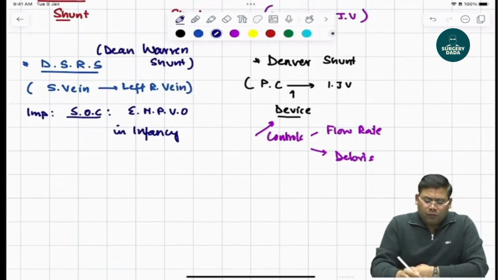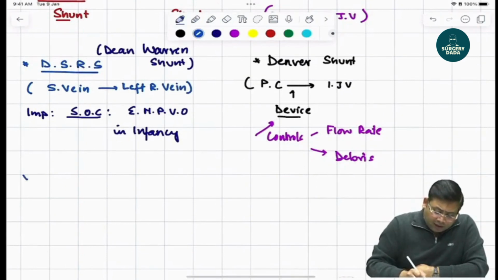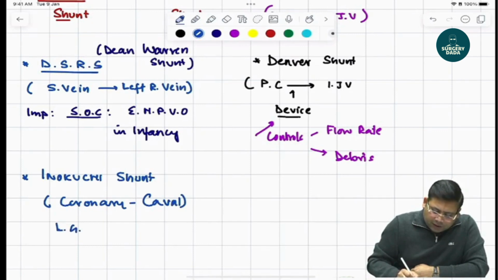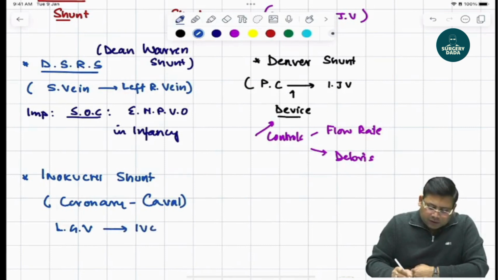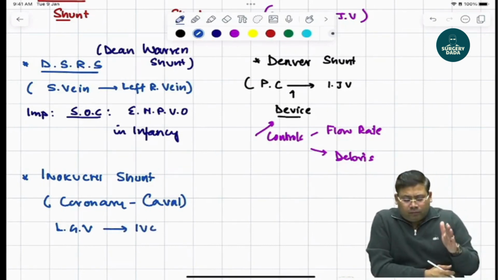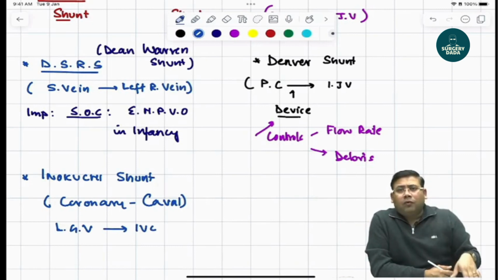It is very simple. The other one we have is Inoguchi shunt. What is Inoguchi shunt? This is nothing but coronary caval shunt. What is coronary caval shunt? Are you going to connect the heart with this? No. Coronary caval shunt means you are going to connect the left gastric vein, which is also known as coronary vein, with the IVC. So this is a selective shunt. For gastric varices, isolated gastric varices, we might go for this.